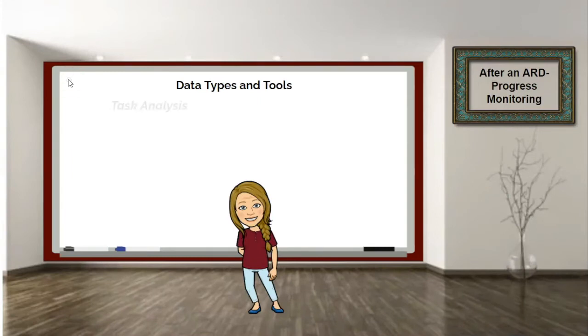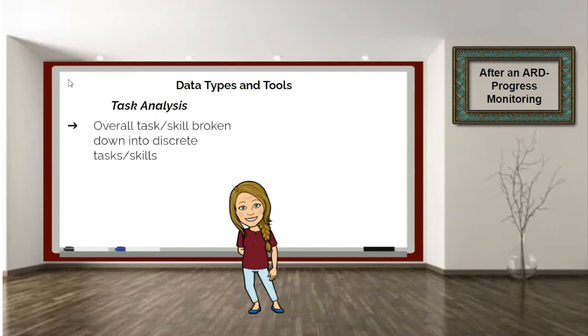The last type of data tool we're going to look at is task analysis. This is when you take the overall task or skill and break it down into more discrete tasks or skills.